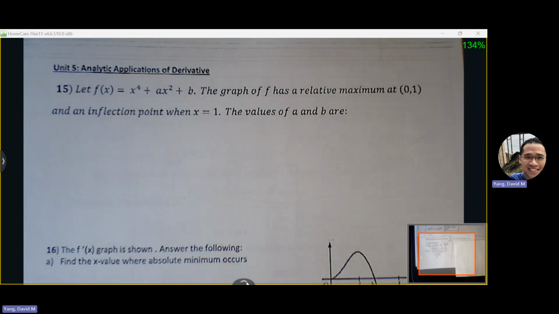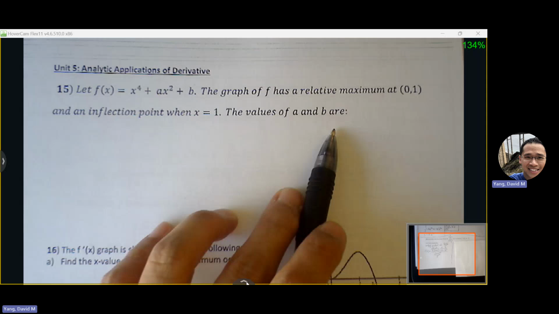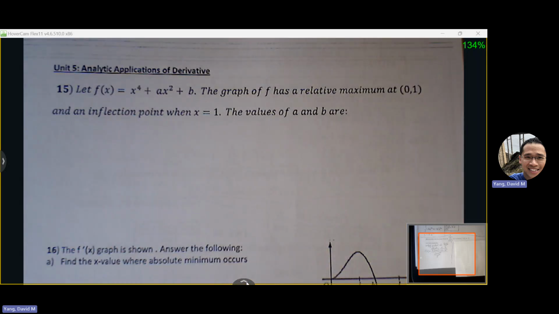All right, let f of x be given. The graph of f has a relative max at (0, 1) and an inflection point at x equals 1. The values of a and b are... It doesn't feel like we have enough information to get all this data, but we actually do.